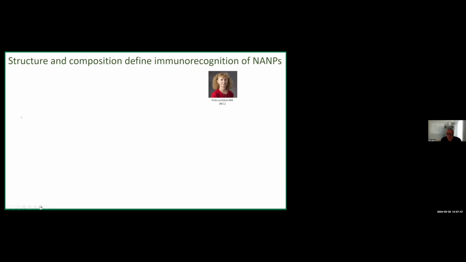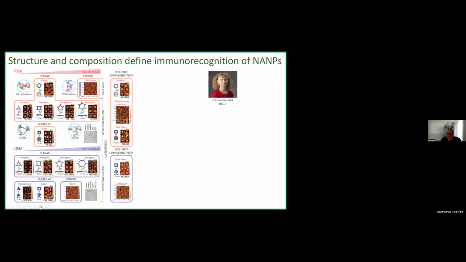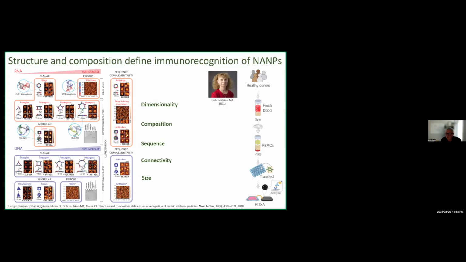So in close collaboration with Dr. Marina Dobrovolska from Nanotechnology Characterization Laboratory, we initiated the very first systematic studies of NAMP immunorecognition. We carefully selected a library of NAMPs and analyzed them all to address the influence of NAMPs dimensionality, composition, sequence, connectivity, and size on their immunorecognition in human peripheral blood mononuclear cells, PBMCs.